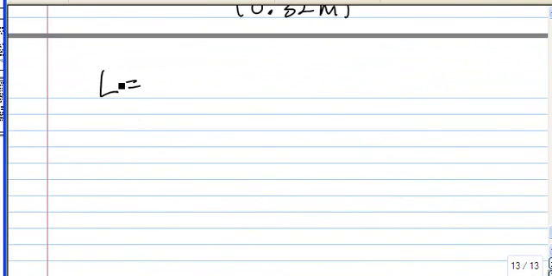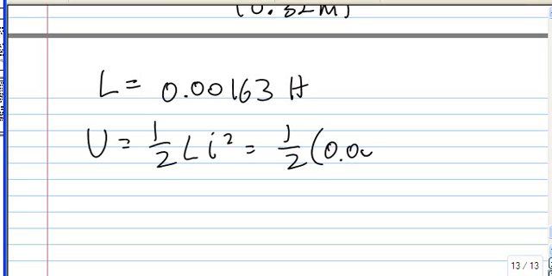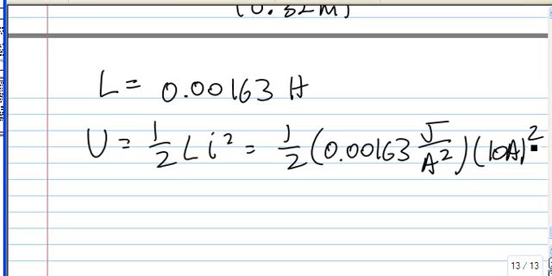We find that the inductance is equal to 0.00163 henries. In order to calculate the energy stored then, we just take 1/2 times 0.00163 joules per amp squared, which is a henry, times 10 amps squared, the current carried, squared. And by doing this, we find that the total energy stored is 81.3 millijoules.